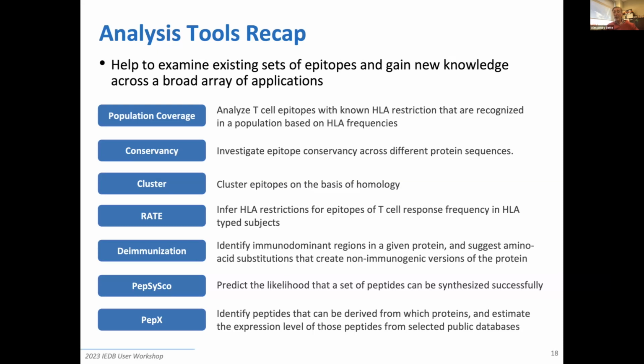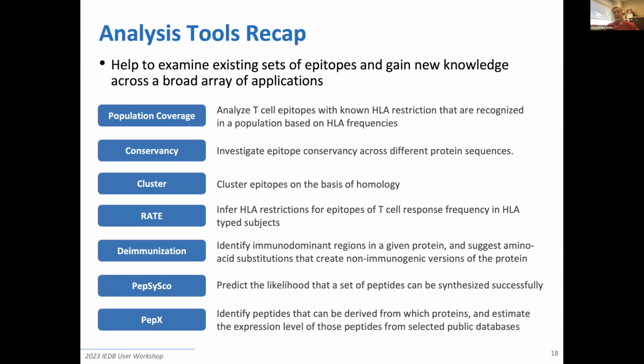The deimmunization tool looks at protein sequences to not only identify likely dominant epitopes, but also identify substitutions that would be expected to decrease the immunogenicity of this dominant epitope.